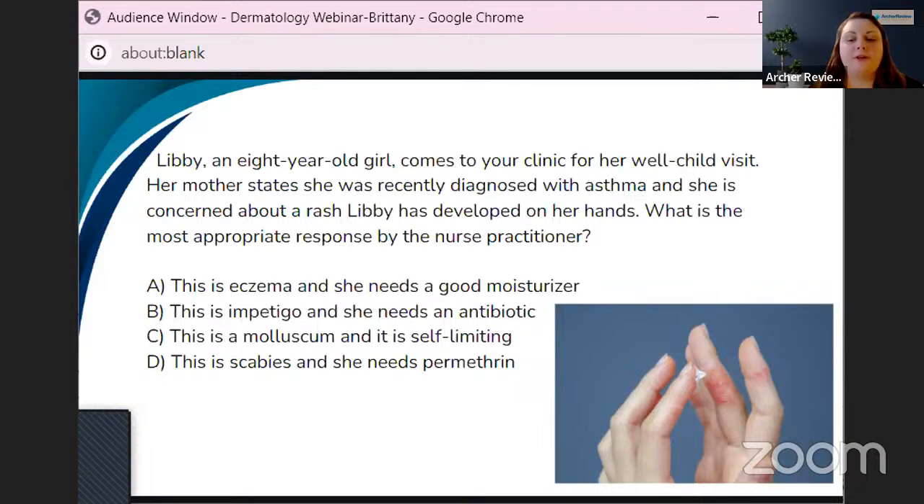So all of those have the correct treatment, if you will. So this is pretty much just a knowledge-based question of name that rash once we've looked at the stem. That's right. This is going to be eczema. And she does need a good moisturizer. Very good.